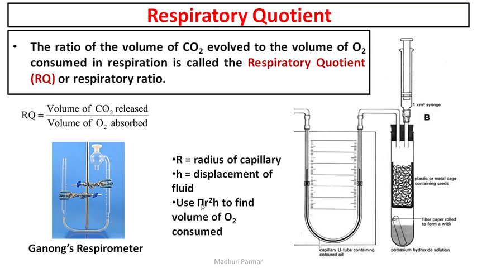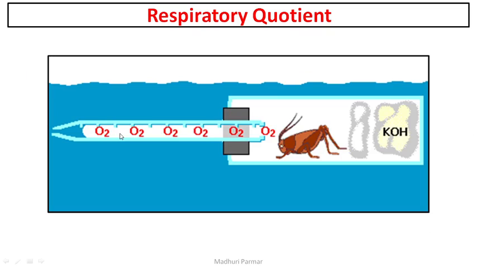Then you know the value of pi. You know the value of radius, and you know the value of height. So you just have to use this formula, pi r square h. Okay, and using this formula you can find out the volume of oxygen which is consumed. Okay, the volume of oxygen which these seeds took up. Okay, and by weighing out this solution here you can find out the amount of carbon dioxide that was released by the seeds. Once you find both these values, you just have to put them in this formula, okay, volume of CO2 by volume of O2, and that is how you find out RQ.